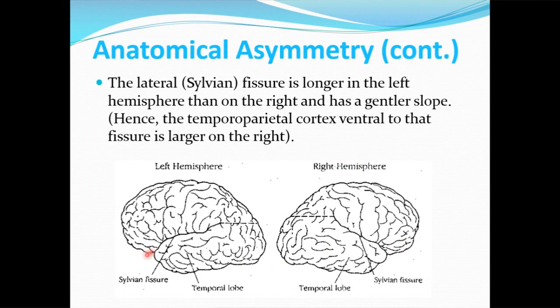Now, the Sylvian fissure, which is this fissure here dividing the temporal lobe from the frontal and parietal lobe, the lateral Sylvian fissure is longer in the left hemisphere than the right and has a gentler slope. Hence, the temporoparietal cortex ventral to the fissure is larger on the right. So if you look, here's the right hemisphere. It goes up more sharply and is a bit shorter. So this area here, the temporoparietal area, is larger on the right compared to the left.